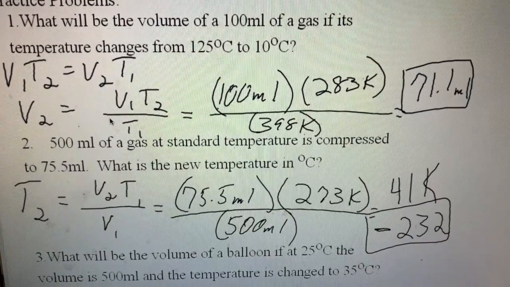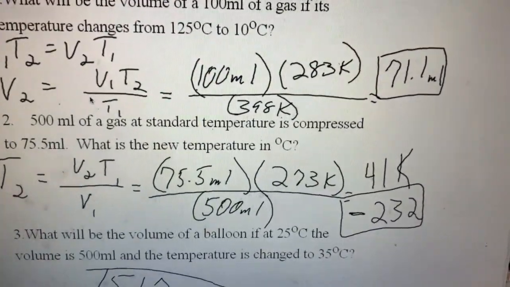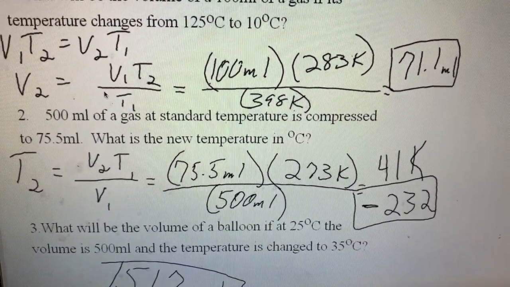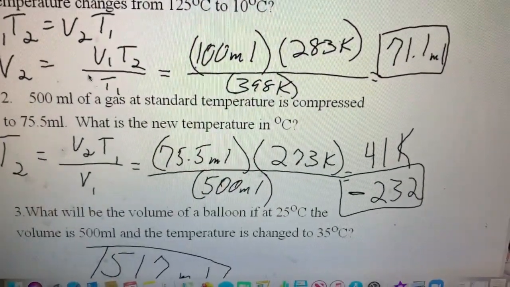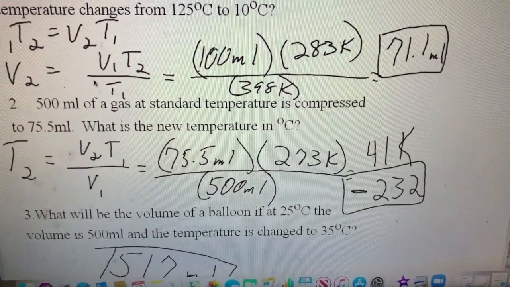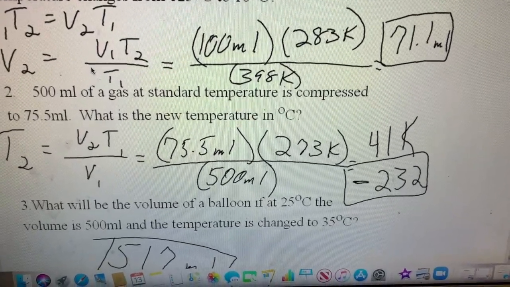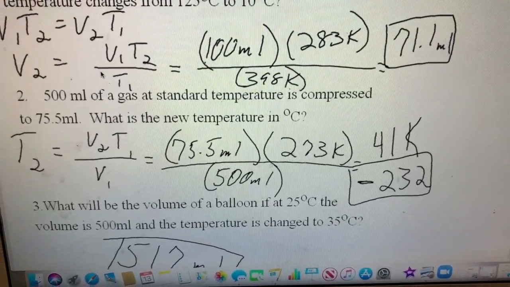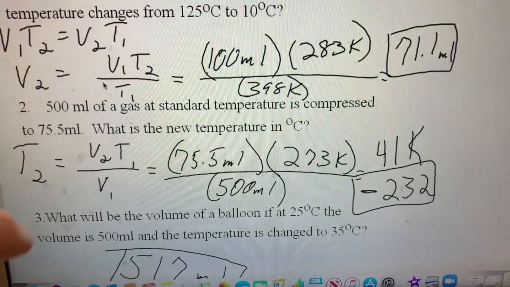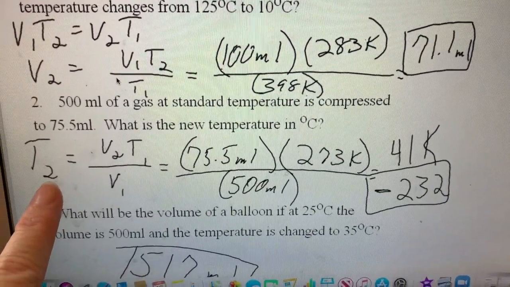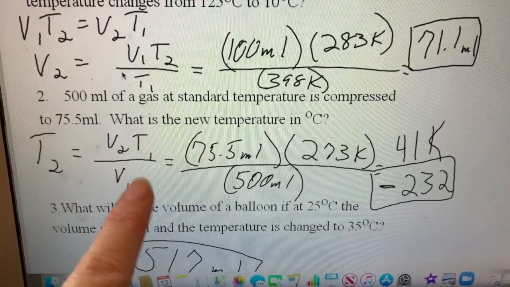All right, so let's look at number 2. You have 500 milliliters of a gas at standard temperature that is compressed to 75 mils. What is the new temperature going to be? All right, so we are lowering the volume. We expect the temperature to lower. So let's see what's going to happen. I'm now solving for T2. All right, here's my equation.